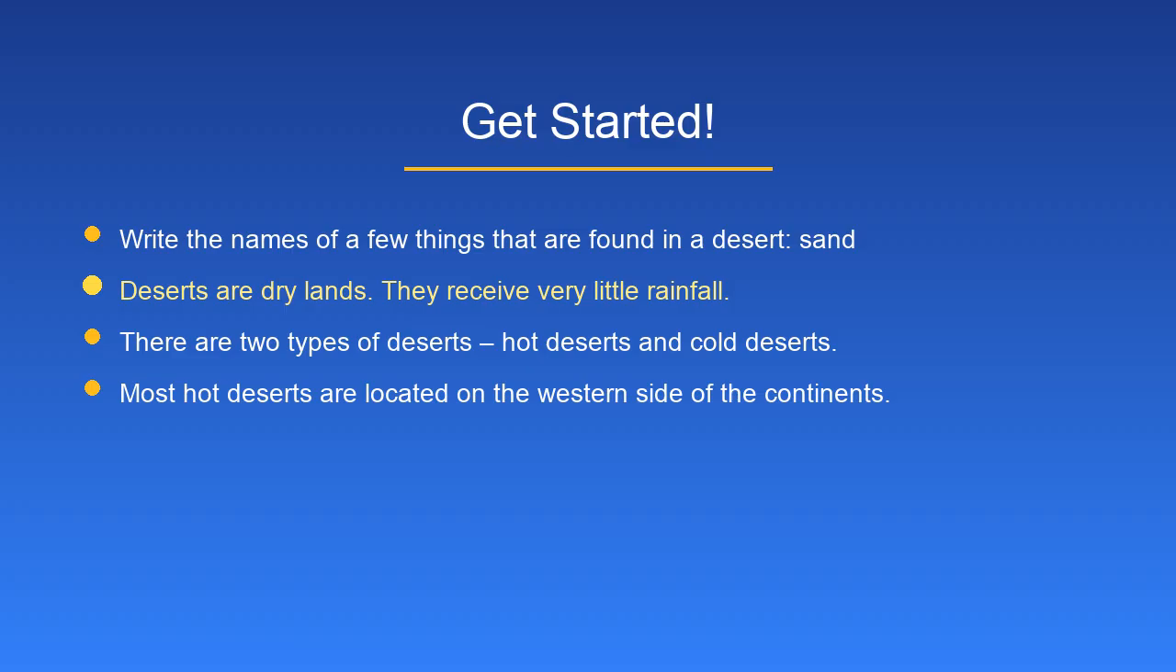Deserts are dry lands. They receive very little rainfall. There are two types of deserts, hot deserts and cold deserts. Most hot deserts are located on the western side of the continents.